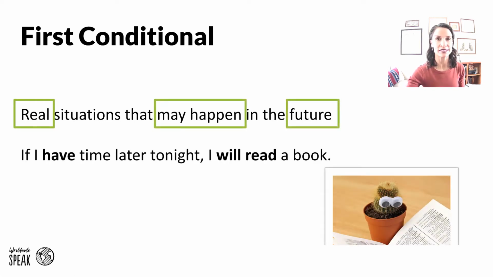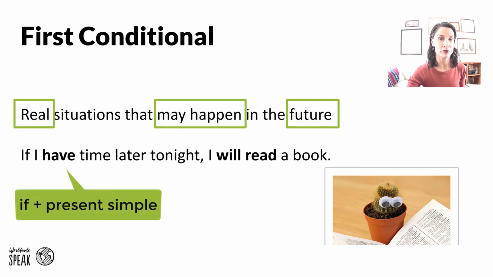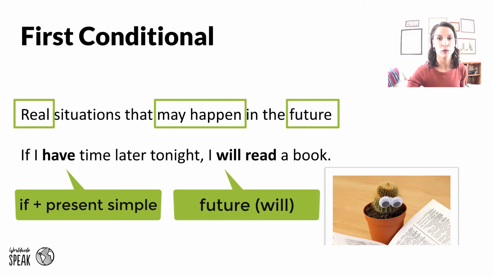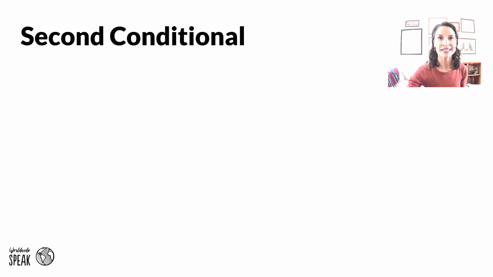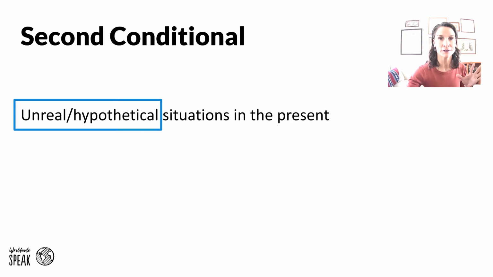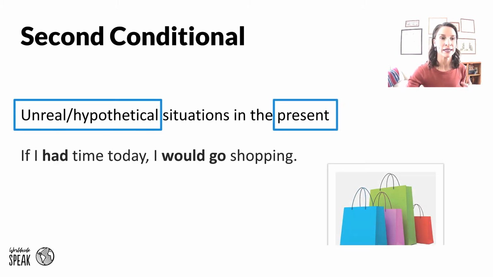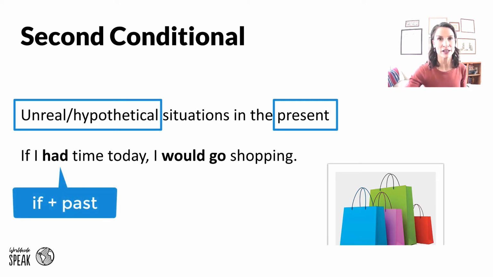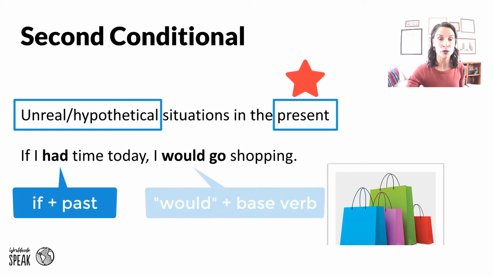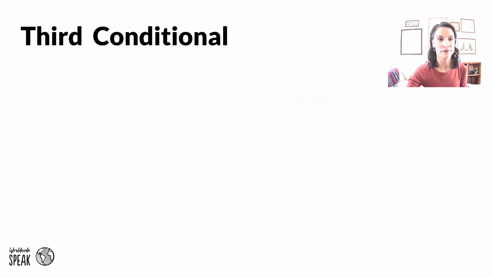Like if I have time later tonight, I will read a book. I'm using if and present simple. And then in my main clause, I'm using the future, will read. Second conditional is for something unreal in the present time. Like if I had time today, I would go shopping. So I'm using past in my if clause, but it's not about the past. This is unreal present. And in my main clause, I'm using would and the base verb.